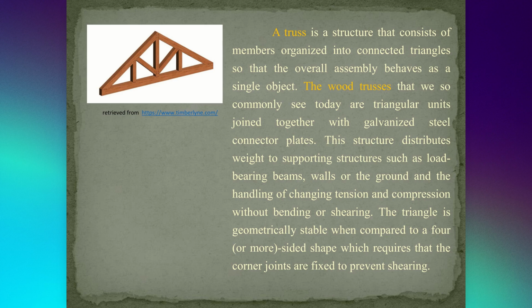This structure distributes weight to supporting structures such as load-bearing beams, walls, or the ground, and handles changing tension and compression without bending or shearing. The triangle is geometrically stable when compared to a four or more sided shape, which requires that the corner joints are fixed to prevent shearing.